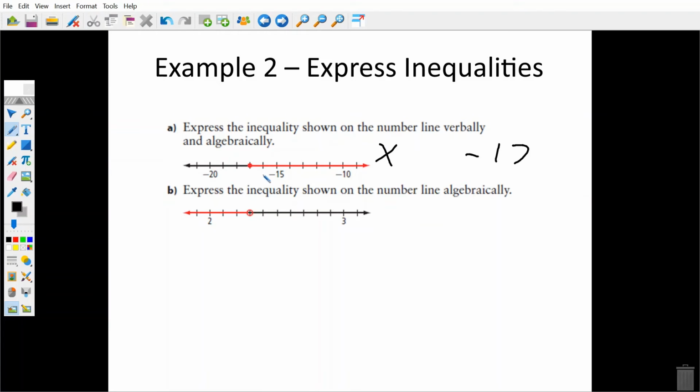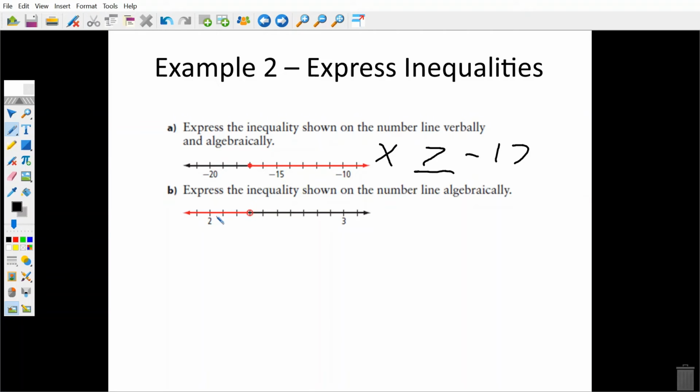than? Well, if the line is colored in to the right, that means it's greater than. And then I decide if I'm going to include the equal sign or not. This circle is colored in, so that means it includes it, so it has to be x is greater than or equal to negative 17.